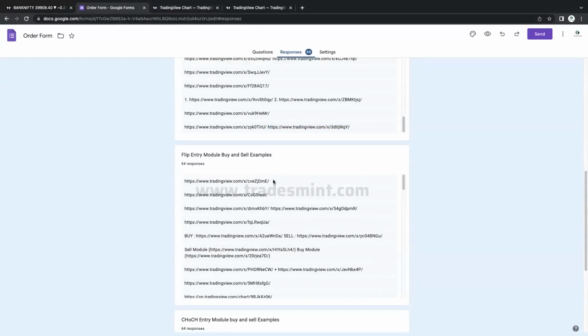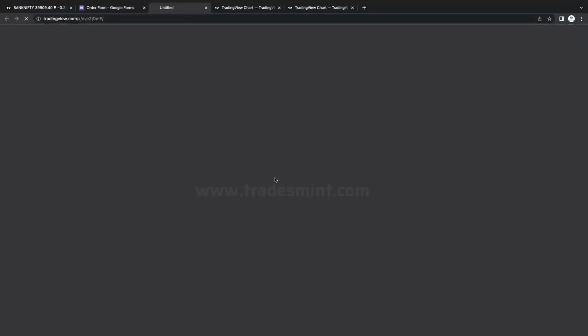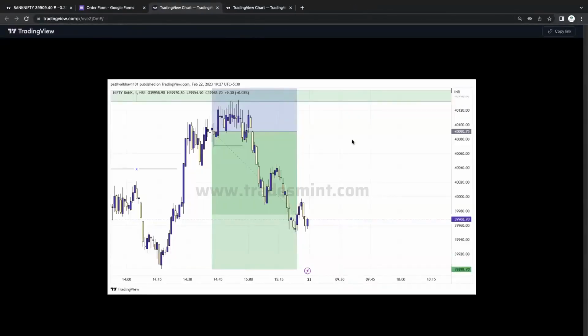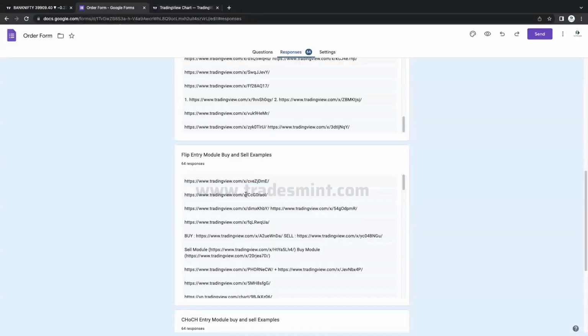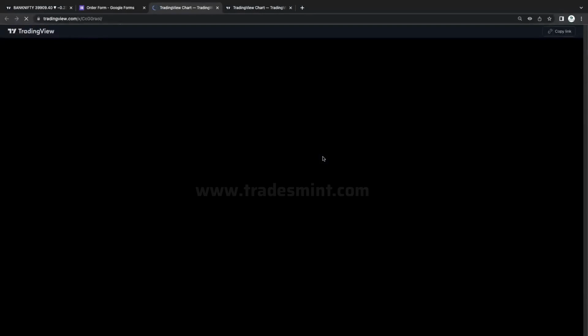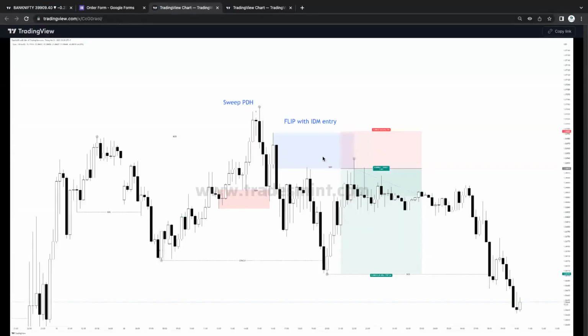Okay, the next question. Switch to the next question: the flip entry model, buy and sell examples. So let's check the first one. Flip entry model. I'm not sure how you have taken this trade. This is not clear, so I can't understand it. Let's check another one. Flip means when demand converts into supply, or supply converts into demand.